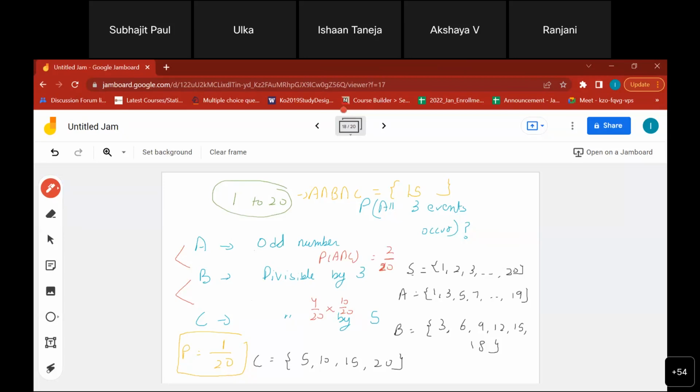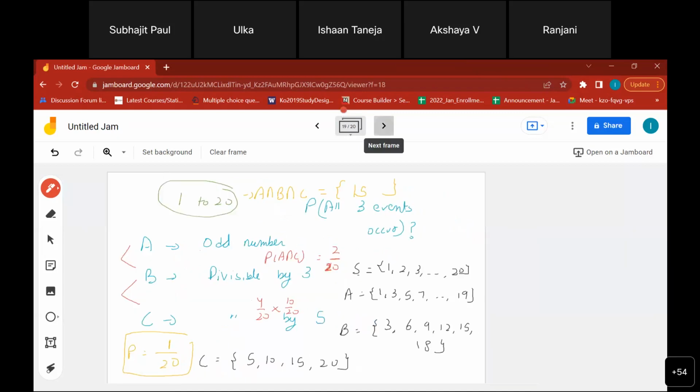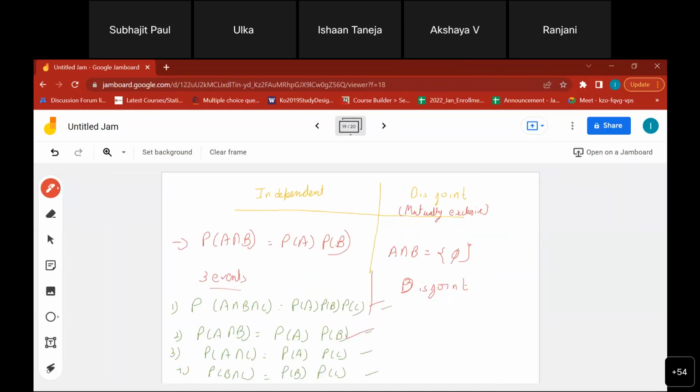But notice here that A and B are independent, A and C are independent, but A, B, C are not independent events, right? Because this condition is satisfied, this one is also satisfied, but this condition is not satisfied. So A, B, C are not independent events, but A and B are independent, and A and C are also independent, right? Is it clear?